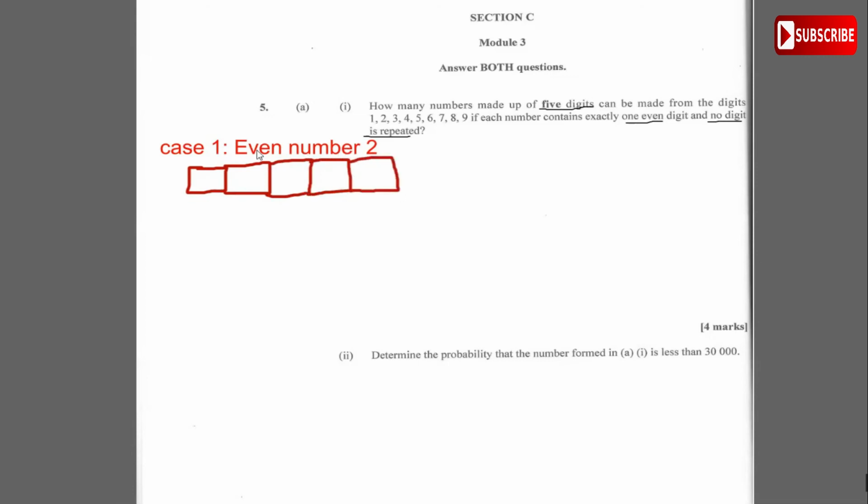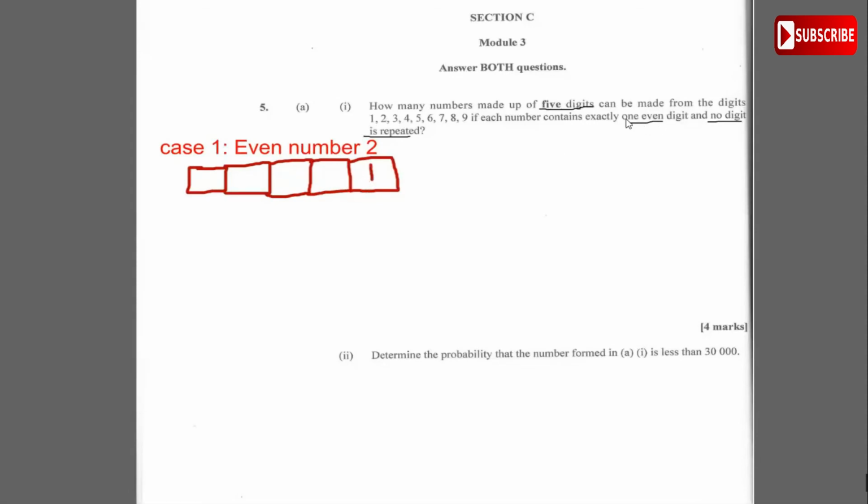Let's go with case 1, the even number is 2. In case 1, if the even number is 2, you have the 5 digits 1, 2, 3, 4, 5. You must choose 2, and it doesn't matter which position you put the 2 in the number. So we already take out the number 2. That's one number that we choose.